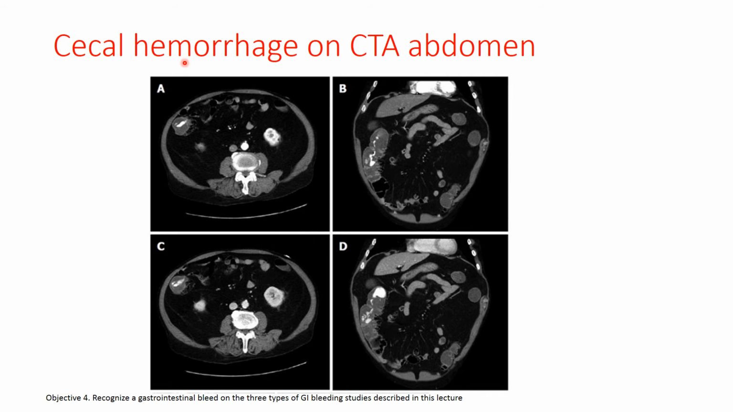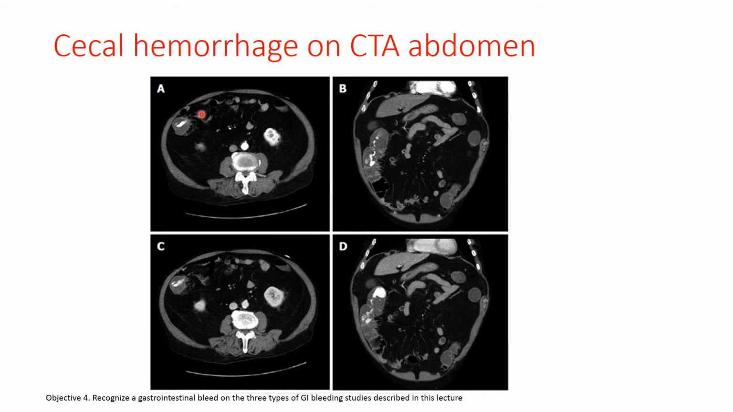This is a CTA of the abdomen, CT angiogram of the abdomen in a patient with cecal hemorrhage. These are just a few selected slices, but we've not given the patient any oral contrast. We don't want to give oral contrast because that would obscure the intravenous contrast in this case. And so we have intravenous contrast. We can see the contrast within the aorta here. And during this arterial phase, we see contrast within the lumen of the cecum.